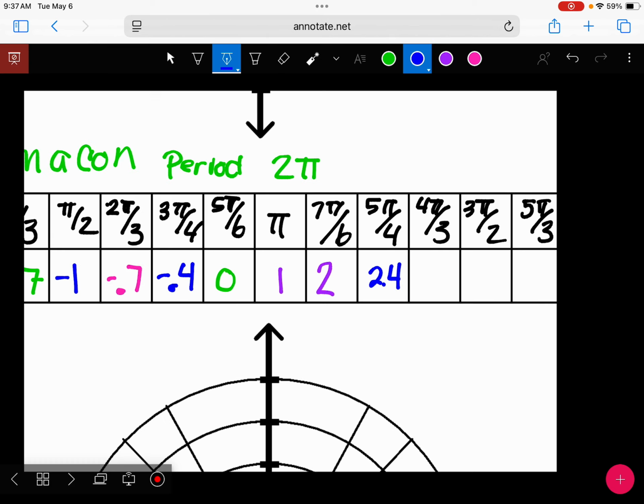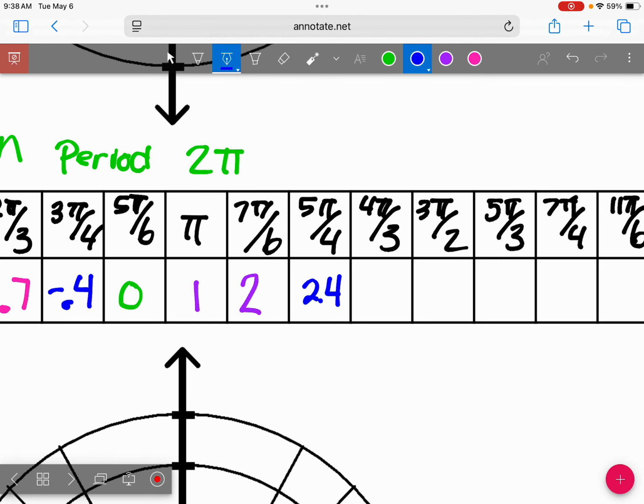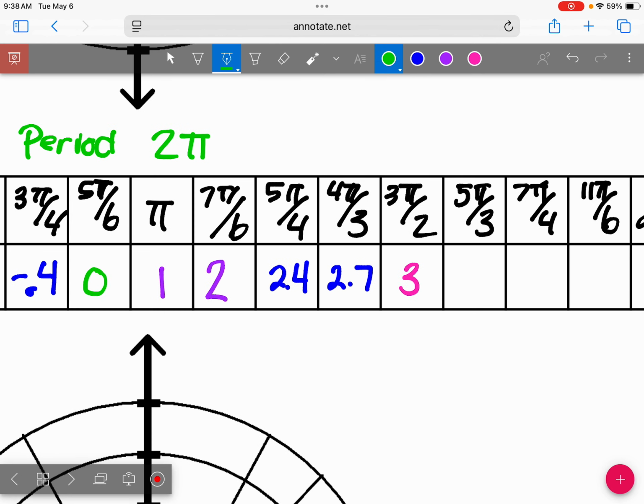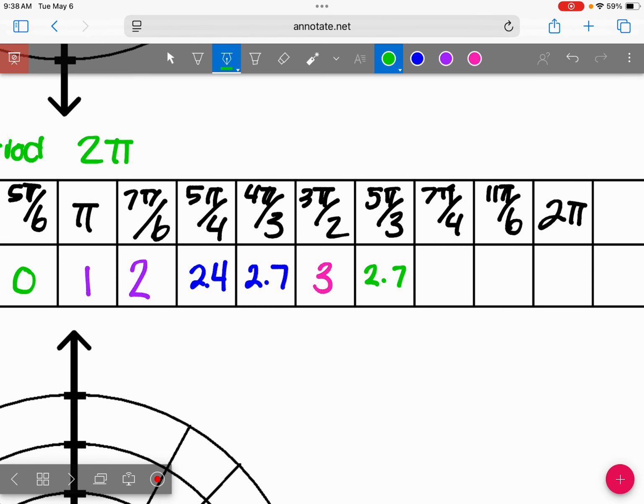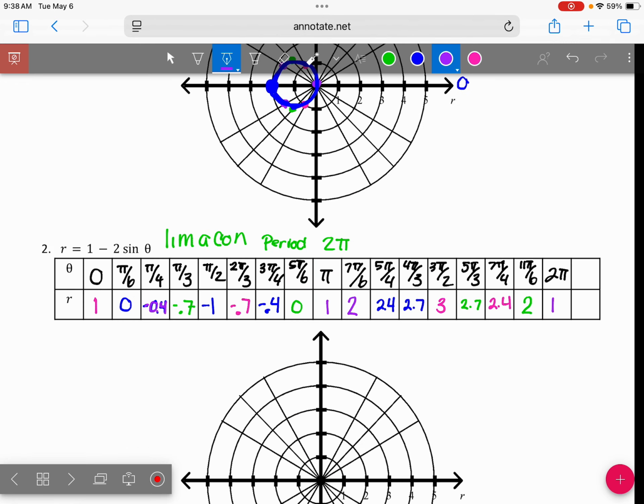2.4. And then I'm going to fill this in because I want us to get to the shape before we get to the end. So our 4 pi over 3, we should get 2.7. Our 3 pi over 2, we should have as a 3. Our 5 pi over 3 should be 2.7. Our 7 pi over 4 should be our 2.4. 11 pi over 6 is going to be 2. And then 2 pi is going to be 1. And that should match our 0.